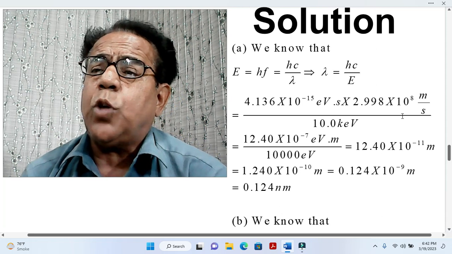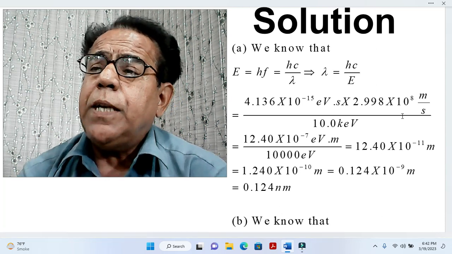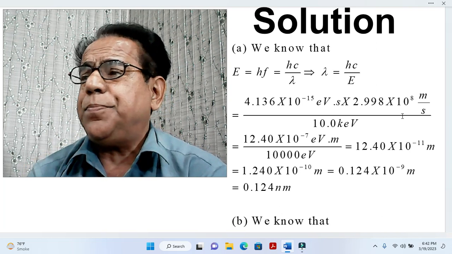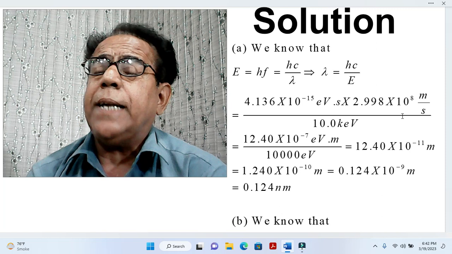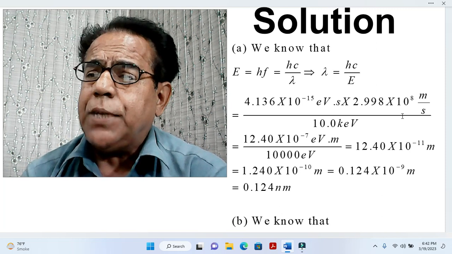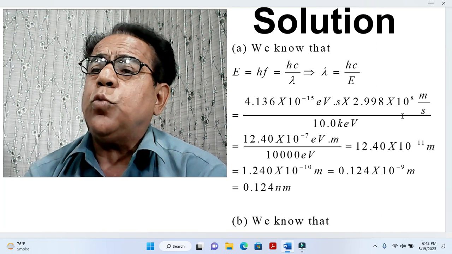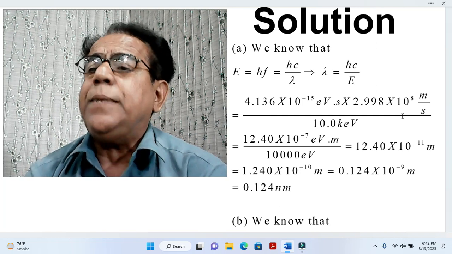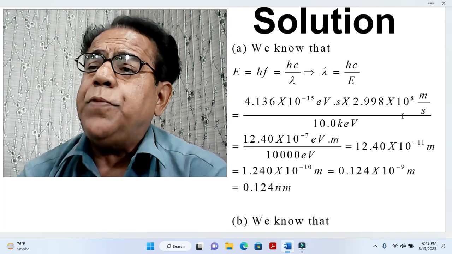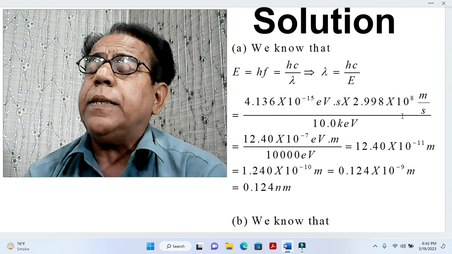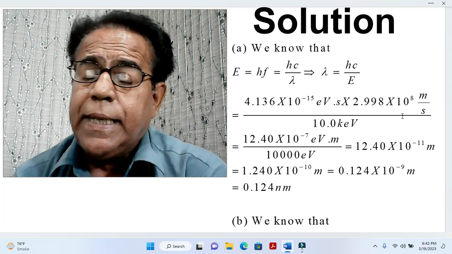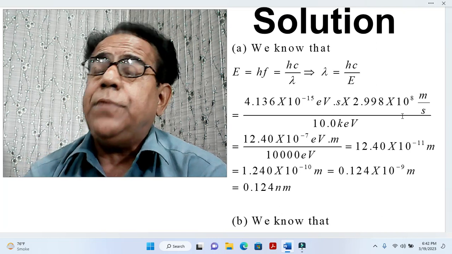Okay, for solving part A, we adopt the strategy or methodology that we know that E equal to hf, E is equal to hf is alternatively equal to hc over lambda. Okay, this implies that if we take lambda on one side, then on other side of equation we will get hc over E.